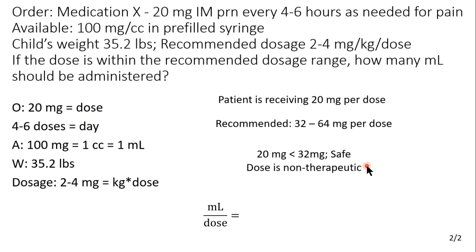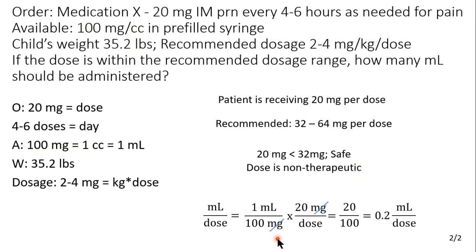But if we want to find how many milliliters per dose, the available, they tell us, is in cubic centimeters, but 1 cubic centimeter is the same as 1 milliliter. So we can just write 1 milliliter over 100 milligrams times the dose, which is 20 milligrams per dose. The milligrams cancel out, so it's just 20 over 100, which gives us 0.2 milliliters per dose. Questions?